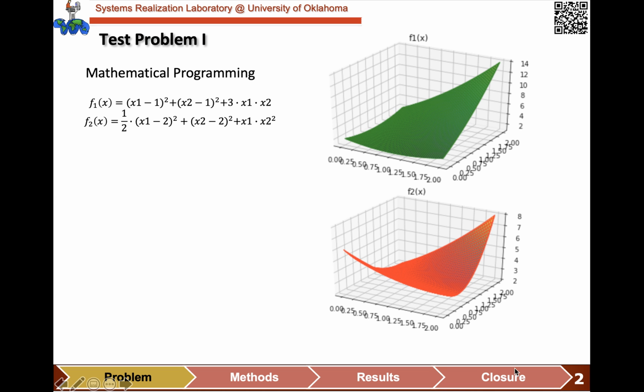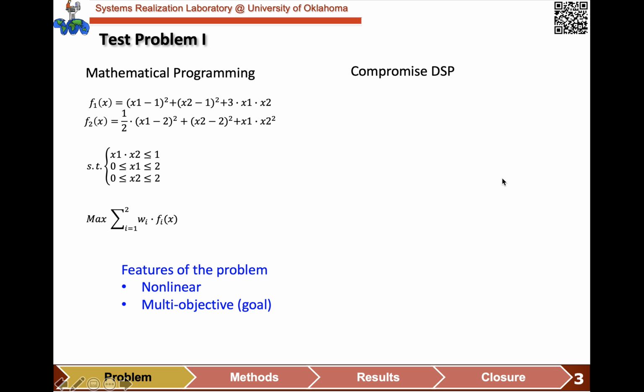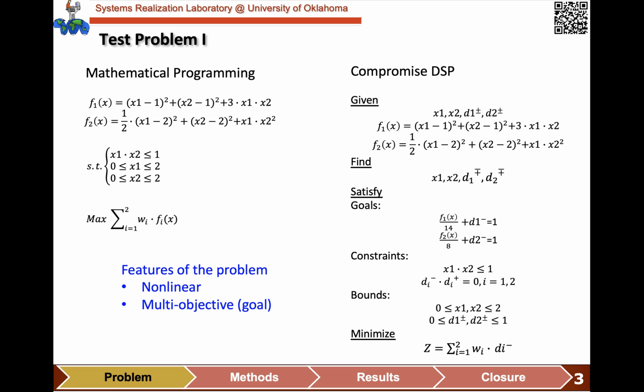First, we choose a test problem with two nonlinear objectives, two variables, and upper and lower bounds of the variables, and we use weights to combine the two objectives. So the problem has nonlinear equations and multiple objectives, and we visualize the two objectives on the right-hand side. They are nonlinear, but they are convex. So we want to maximize the two objectives.